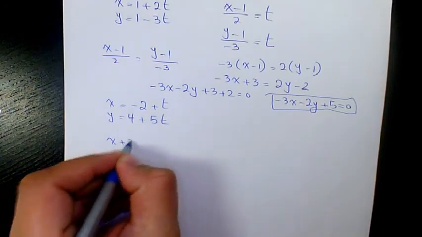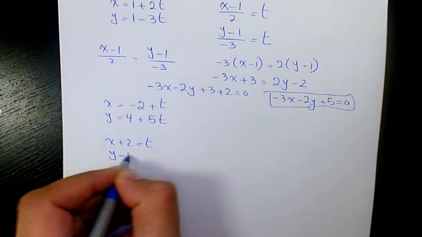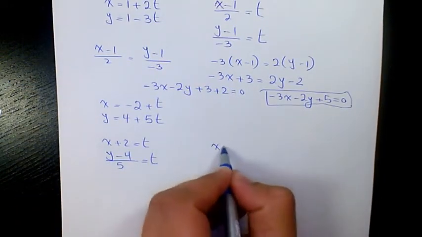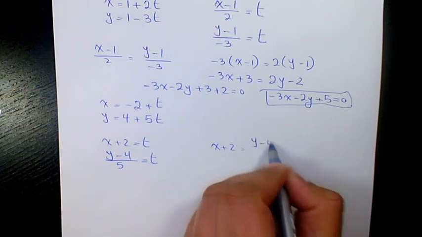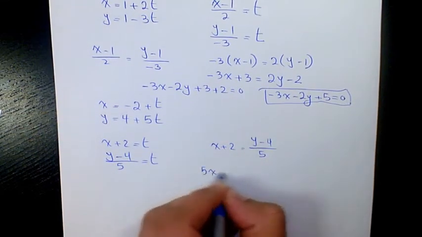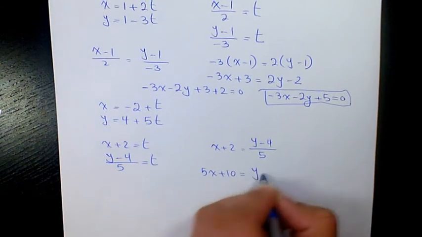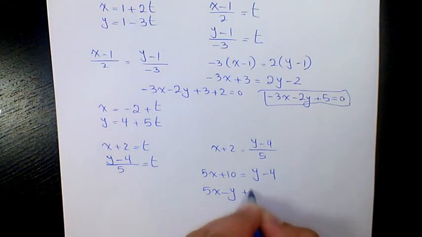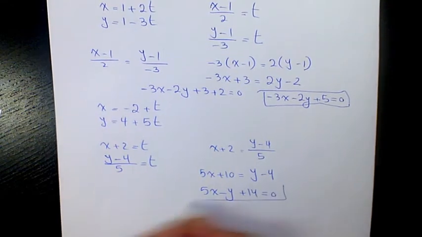Next one. x + 2 = t. (y - 4) over 5 = t. So x + 2 = (y - 4) over 5. When you cross multiply, it's going to be 5x + 10 = y - 4. So we have 5x - y + 14 = 0. That's the scalar equation.